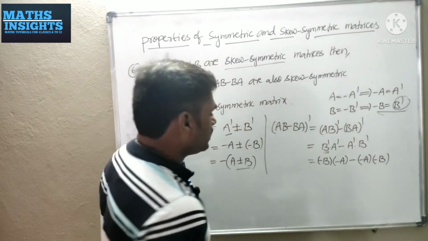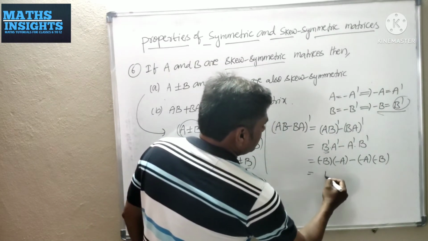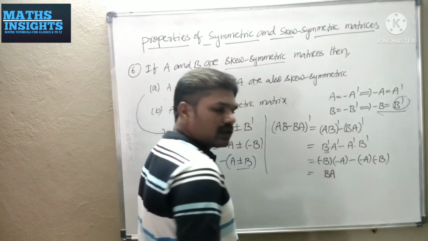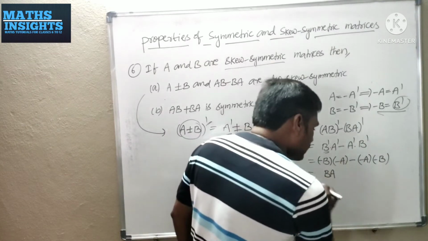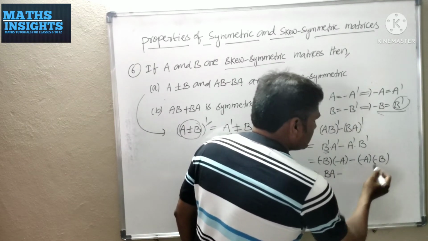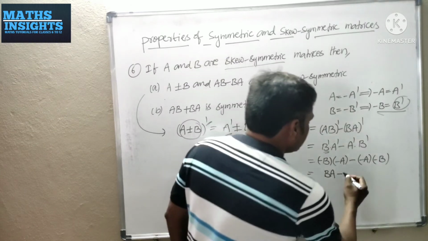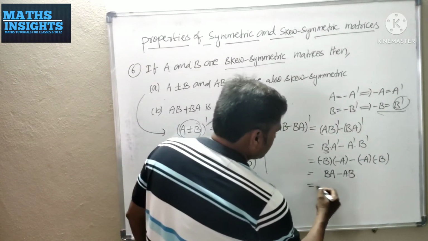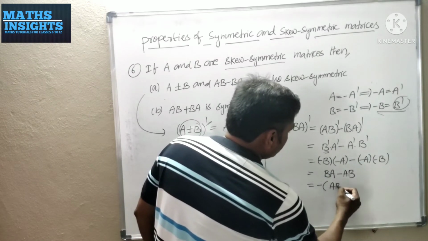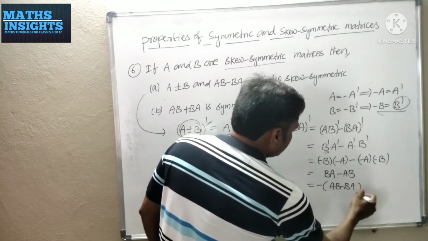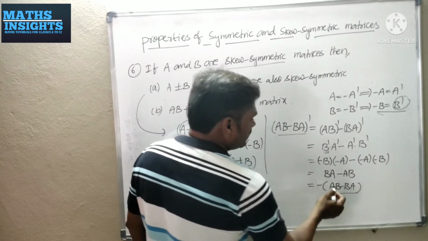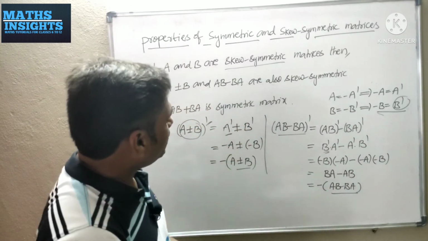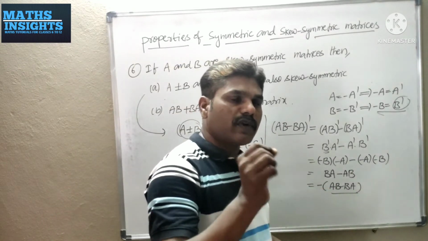My dear students, minus into minus will become plus, therefore this is minus BA plus BA, and minus into minus again plus, this is AB. If you take minus common, in this case minus of (AB minus BA), see you are getting the negative of that matrix, therefore AB minus BA is also skew symmetric.